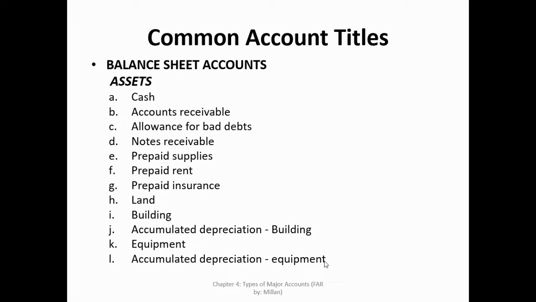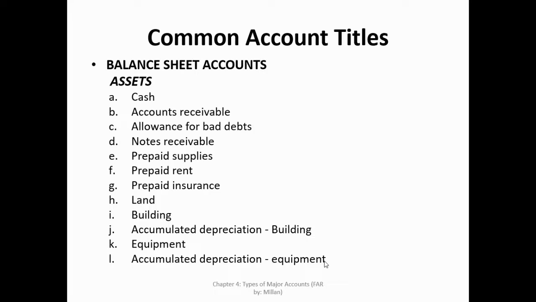Let's start with cash. Cash includes money or its equivalent that is readily available for unrestricted use. It may be cash on hand and cash in bank. This is classified as an asset. Next is the accounts receivable. Accounts receivable are receivables supported by oral or informal promises to pay. Next is the allowance for bad debts. The aggregate amount of estimated losses from uncollectible accounts receivable is called allowance for bad debts, or another term is allowance for doubtful accounts.